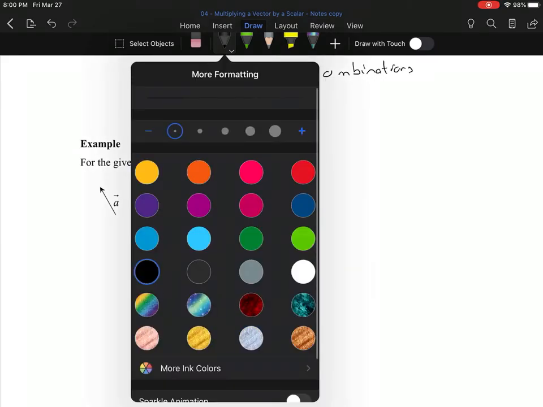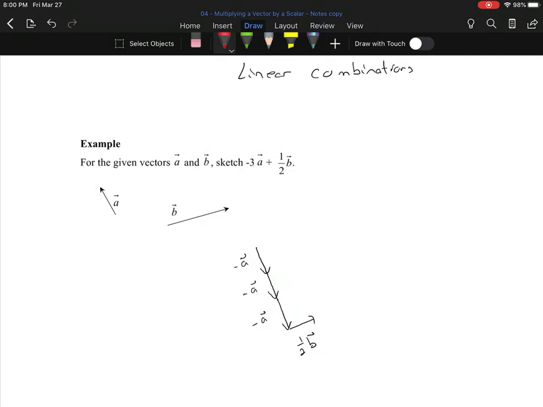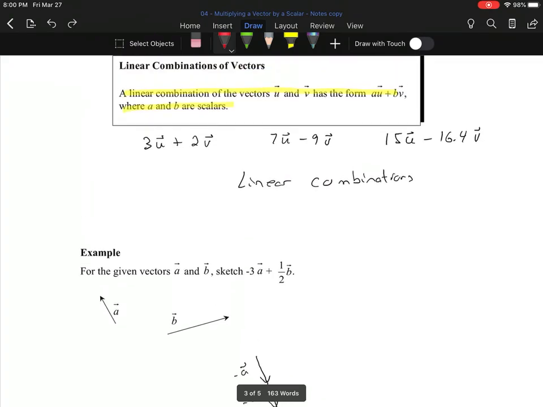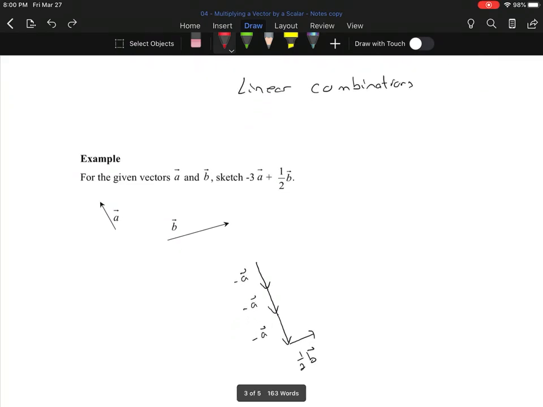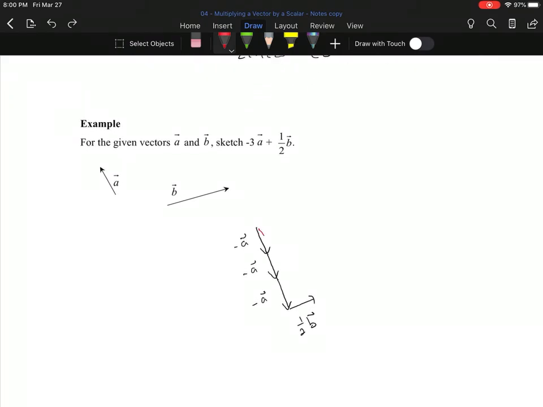There's 1/2 b. So then I'm going to do this in red here, carefully. Not bad for freehand there. Let's try it one more time. Oh, that's a little better. So this is negative 3a plus 1/2 b.